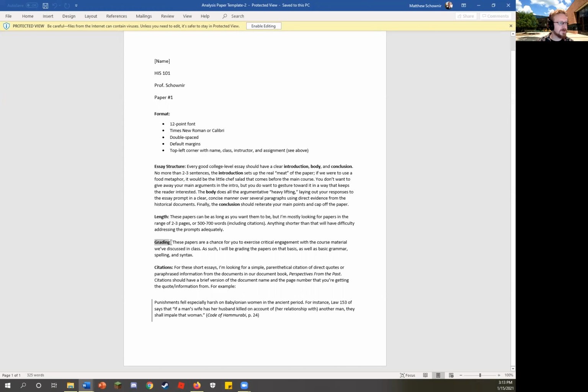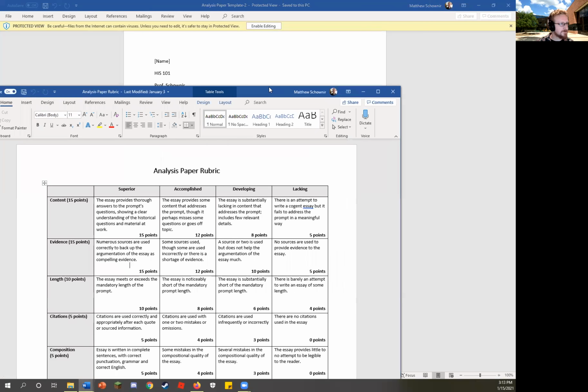As for the grading, you can look at the grading rubric, which I might as well bring up right now that we're talking about it.